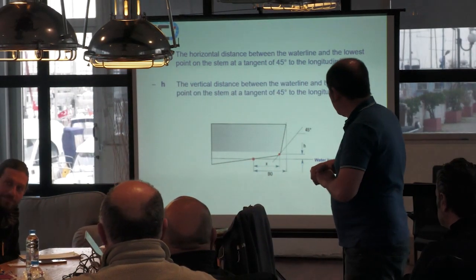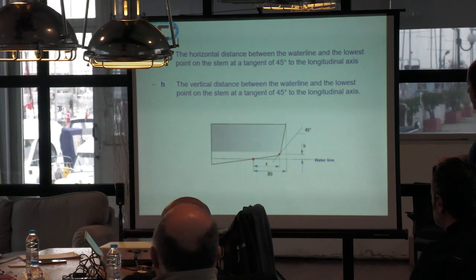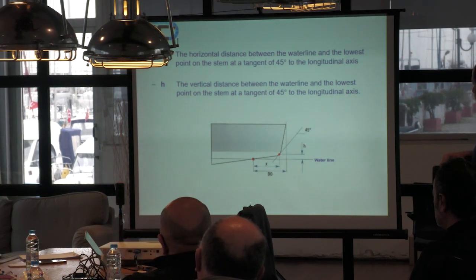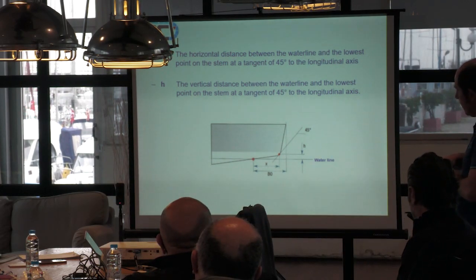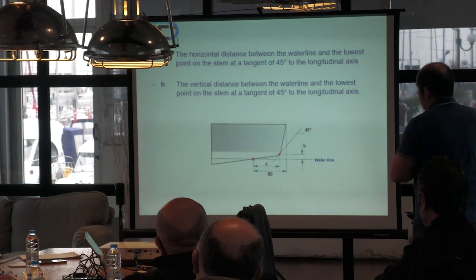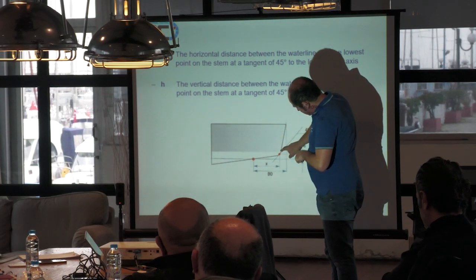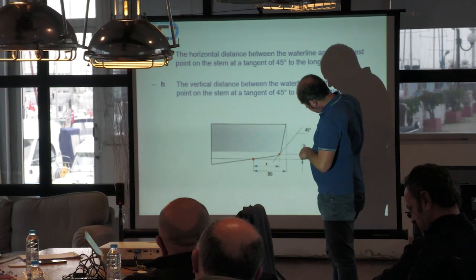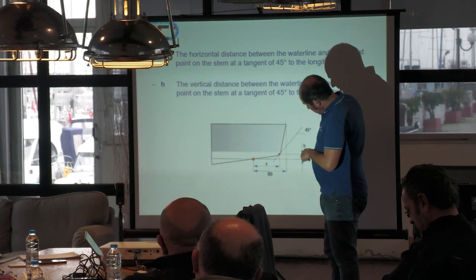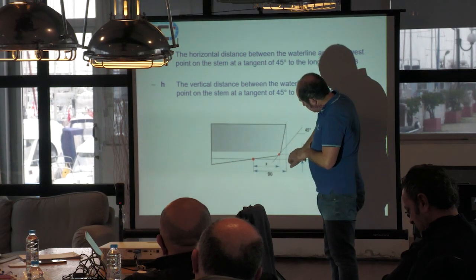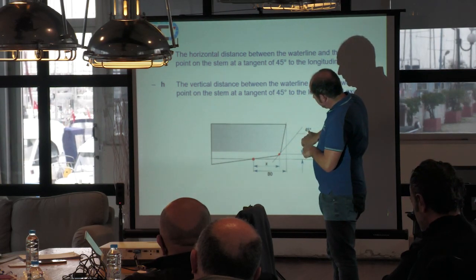And this measurement is probably not complicated, but it is the hull measurement that will require the most attention from you. This is in the case when this part, the knuckle of the boat, is up, is above the waterline. This point is the point at the tangent of 45 degrees.